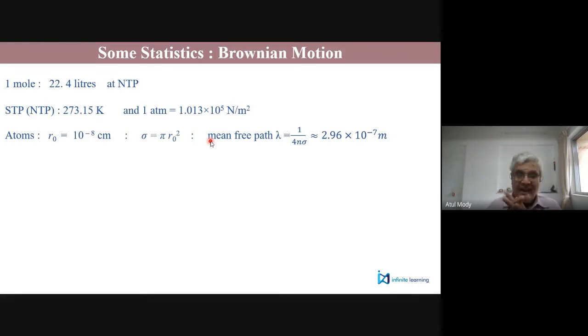And the mean free path, we are not going into the maths or derivation, will be 1 by 4 n sigma. That n value is the number of molecules per unit volume. So you have 22.4 liters and the number of molecules is equal to Avogadro's number. So you can take 6 into 10 raised to 23 divided by 22.4 into 10 raised to minus 3. So it will be about 1/3 into 10 raised to 26, so that will be about 3 into 10 raised to 25. So your number density n is about 3 into 10 raised to 25 molecules per meter cube. And that will give you a mean free path of 10 raised to minus 7 meter.